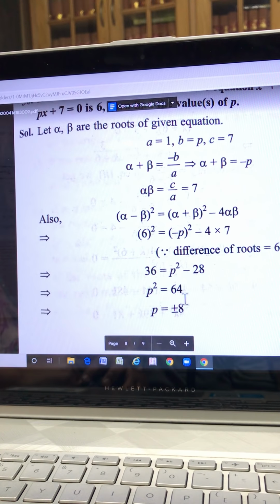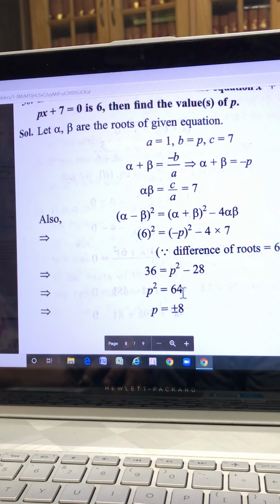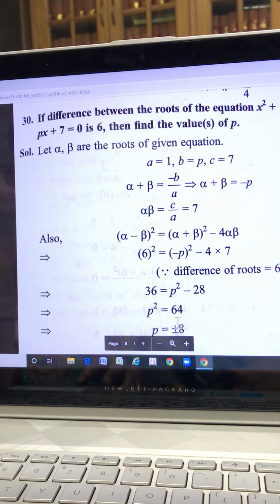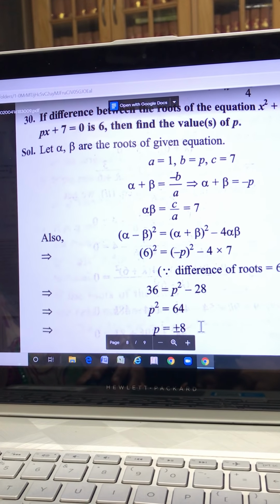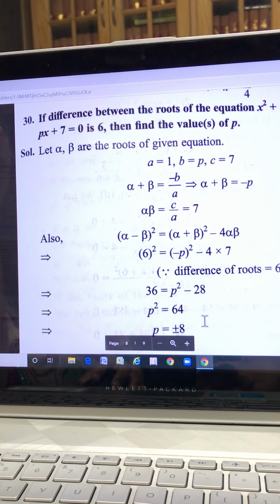P square is 64. 64 can be written as plus minus 8 whole square, and that will give you the value of p as plus minus 8. And both the answers, plus 8 and minus 8, are possible values of p. So we'll get both the answers, plus 8 and minus 8.